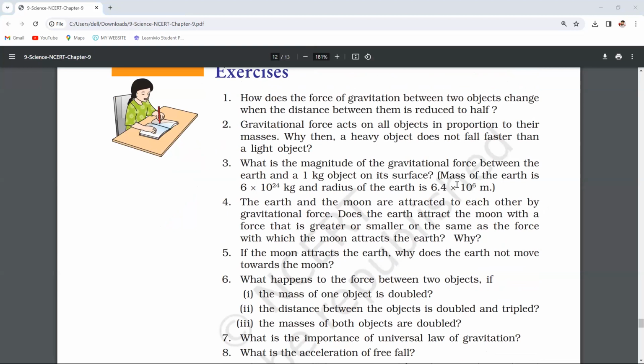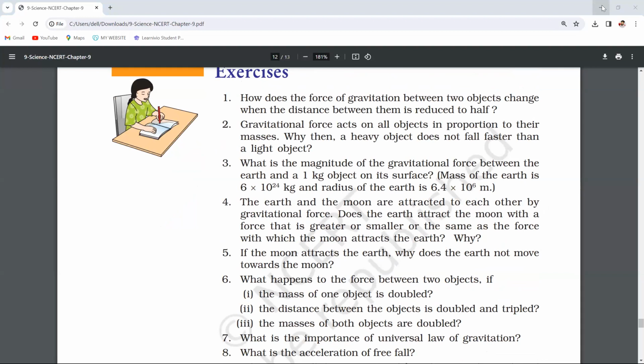So do this one. Should I help you now? Yes, sir. Have you calculated, Romaisa? So what is the force between two mass objects if they are placed at a distance of 1 meter?